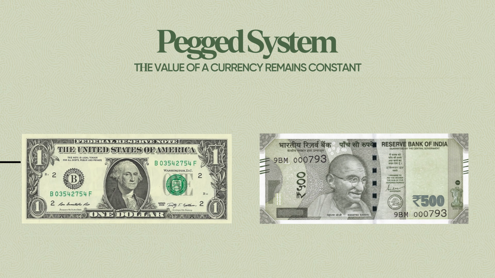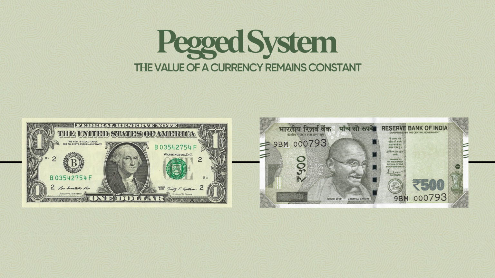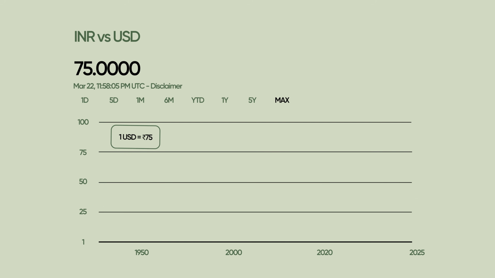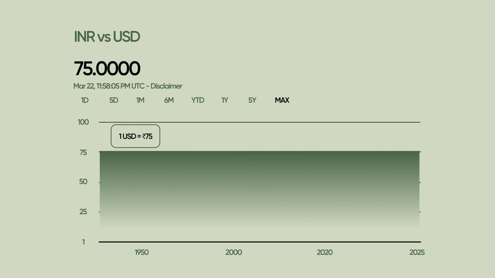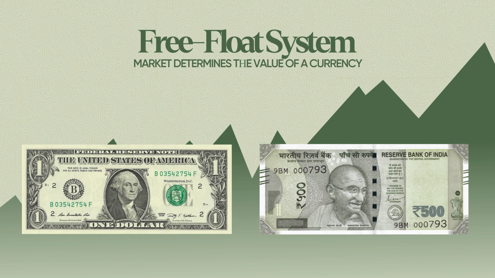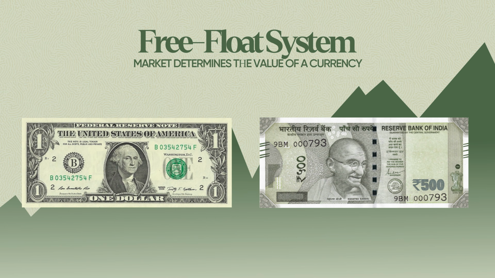A country's exchange rate can work in two ways. First, it can be pegged, which means the exchange rate is fixed. For example, if $1 equals 75 rupees, the central bank, that is RBI in our case, makes sure it stays the same. They do this by buying or selling dollars to control the rate. Before 1991, India used a peg system. But after 1991, we switched to a free float system, where the market decides the exchange rate.